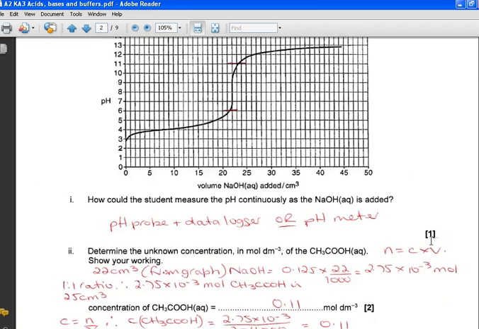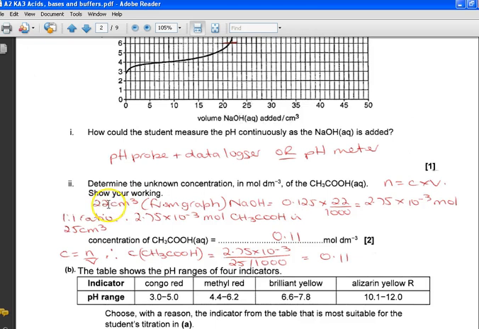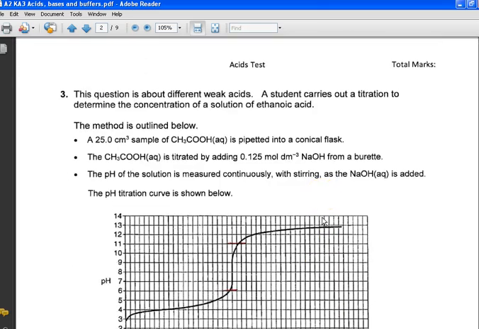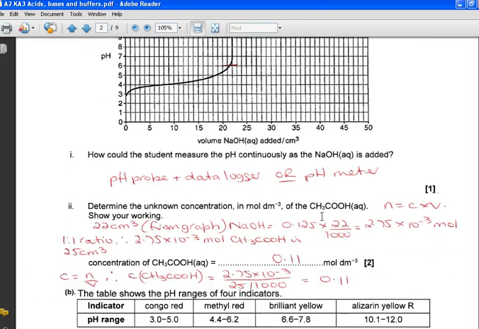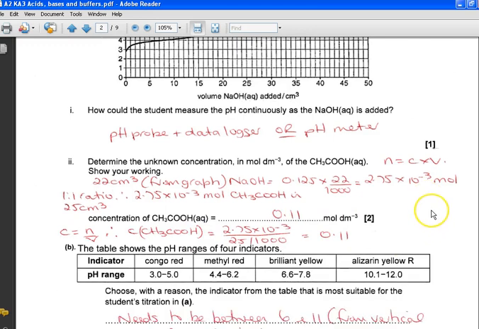Okay, so you had to use the graph because you needed the volume of the NaOH to determine the unknown concentration of the acid. Your 22 cubic centimeters came from the graph, so we could work out our moles of NaOH. We know the ratio is 1 to 1. You're not given it, so if you're not sure, write a quick equation. 1 to 1 ratio, so we know how many moles of acid are in the 25 cubic centimeters, and then it's a straightforward conversion to concentration.